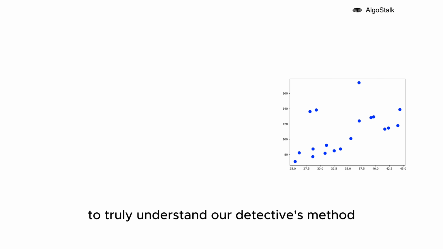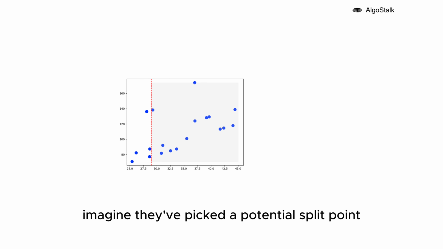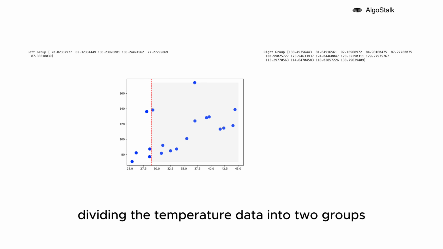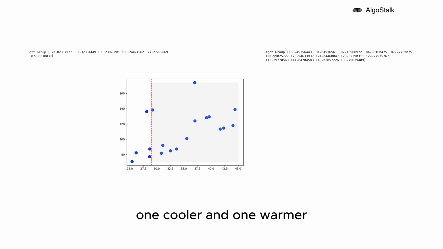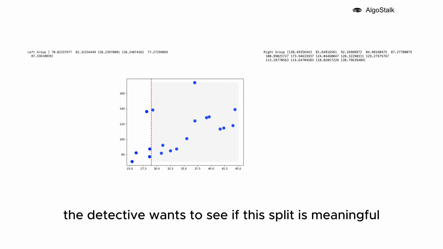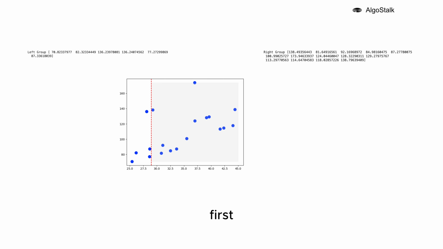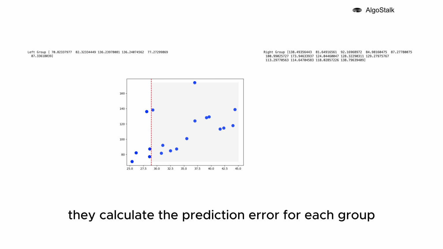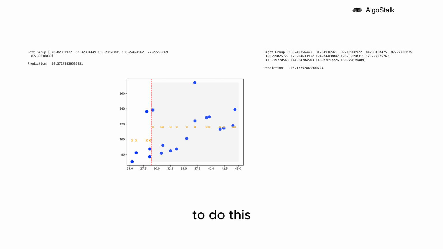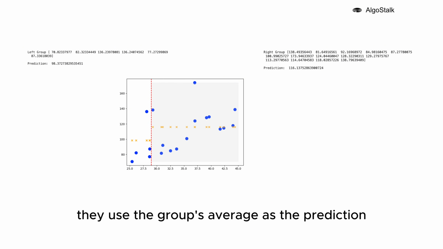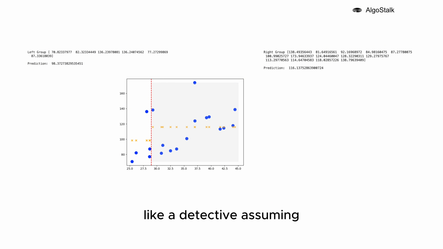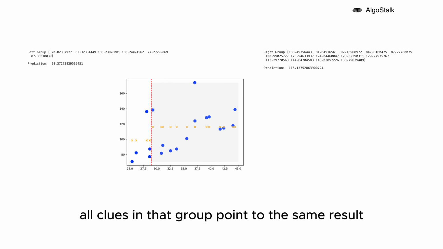To truly understand our detectives' method, let's follow them as they solve for a single split. Imagine they've picked a potential split point, dividing the temperature data into two groups, one cooler and one warmer. Now, the detective wants to see if this split is meaningful. How well does it help predict lemonade sales? First, they calculate the prediction error for each group. To do this, they use the group's average as the prediction, like a detective assuming all clues in that group point to the same result.